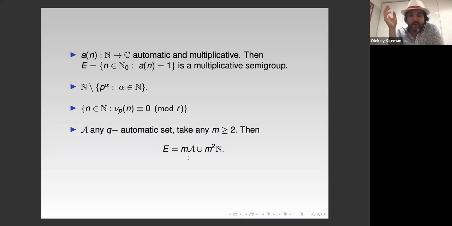Since you don't see on the board what I write, I won't try to write it. But if you multiply two numbers of this form, then you are divisible by M squared. So you are certainly closed under multiplication. And you can check that you are also automatic, because this part is automatic and this part is just multiples of M squared. So it's an automatic set.